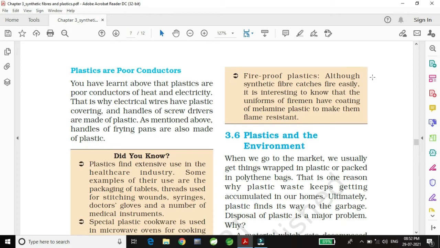Fireproof plastics. Although synthetic fiber catches fire easily, it is interesting to know that the uniforms of firemen have coatings of melamine plastic to make them flame resistant. We have already read that synthetic cloth catches fire easily, but melamine plastic is used for coating firemen's uniforms, because we know that melamine plastic does not catch fire easily.